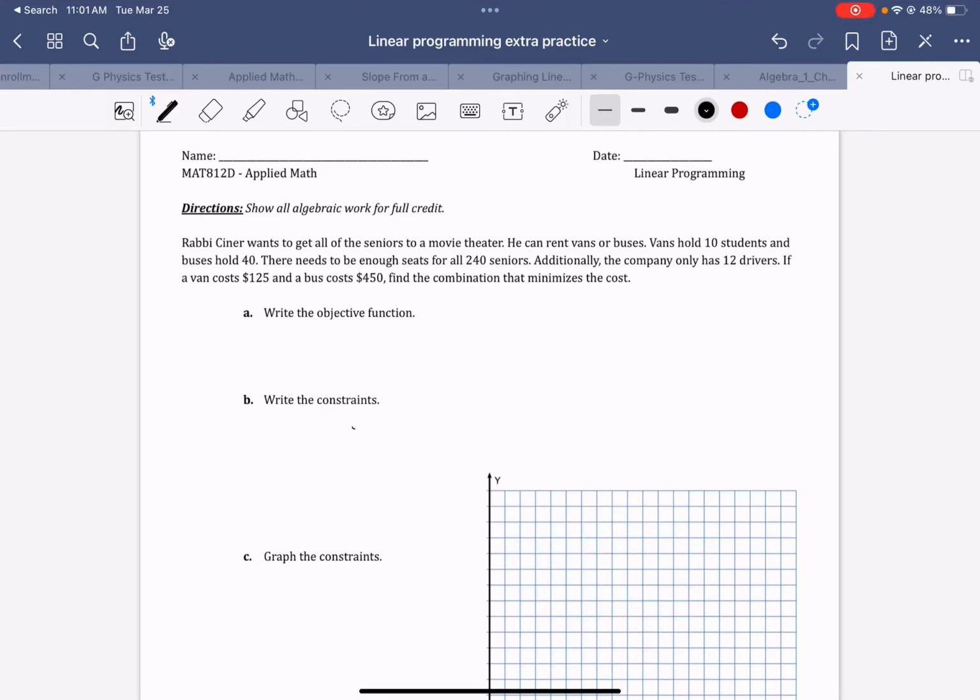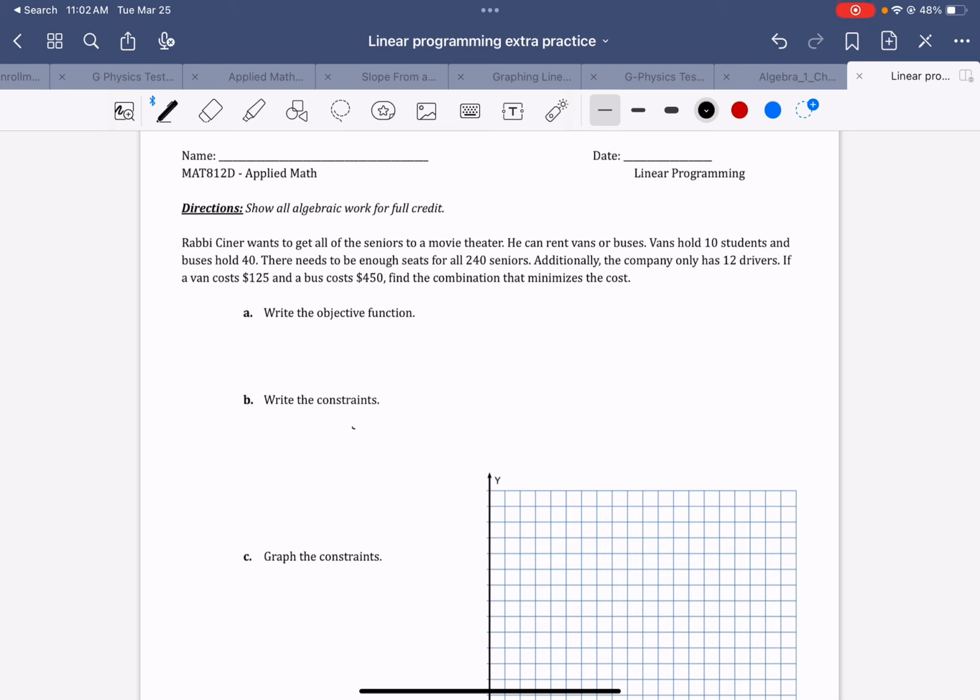All right, so this is an overview of linear programming. In this first problem, remember, senior wants to get all the seniors to the movie theater. You can rent vans or buses. Vans hold 10 students, buses hold 40. There needs to be enough seats for 240 seniors. Additionally, the company only has 12 drivers. If a van costs $125 and a bus costs $450, find the combination that minimizes the cost.